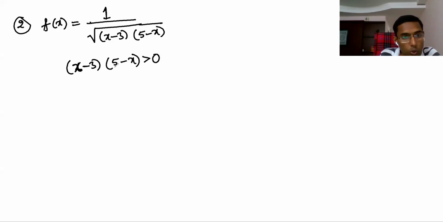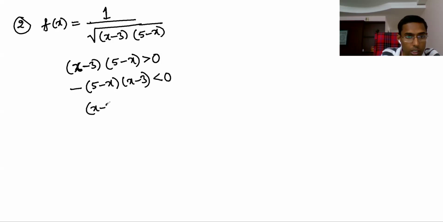So now what I should do here, in this case, 5 - x is there. For this, I want to multiply one negative sign. If I multiply minus, then what will happen? This will be less than 0. This becomes (x - 3)(x - 5), for this I am multiplying minus, less than 0.